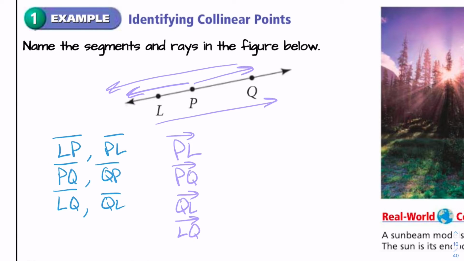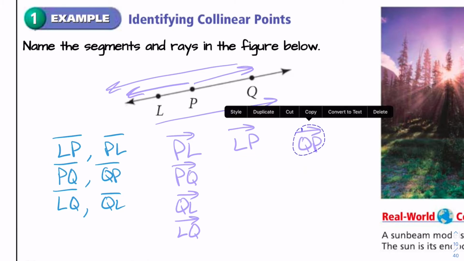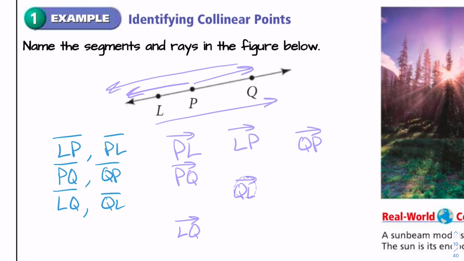Oh, no, I don't have LP. The last one is LP, and QP. Now, I'm going to write the repeated rays. So here are the same rays. QP is the same ray as QL. Even though they don't look it, they start at Q and they go in the direction of P, but they also go in the direction of L. So these are the same rays.